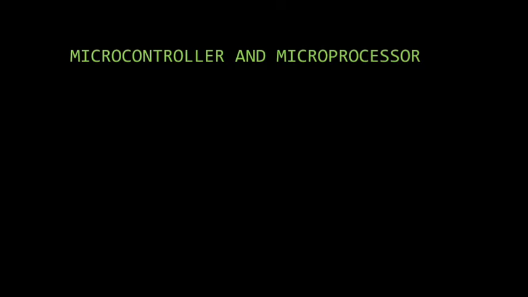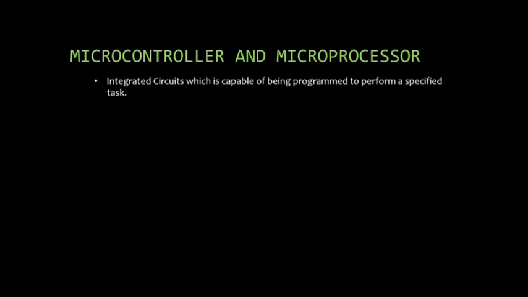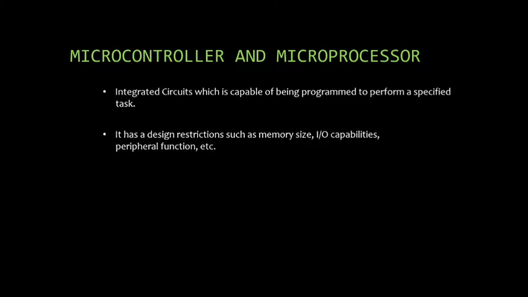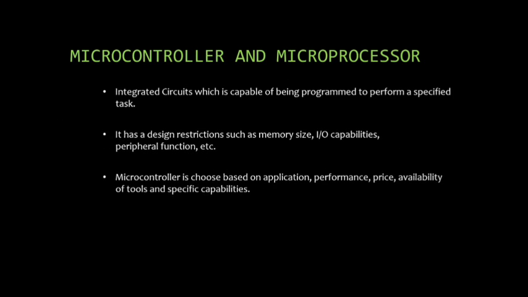Next, we are going to see what are microcontroller and microprocessor. Microcontrollers are integrated circuits which are capable of being programmed to do a specific task. They have design restrictions such as memory size, input output capabilities, peripheral functions, etc. Microcontrollers are chosen based on application, performance, price, availability of tools, and specific capabilities, etc.